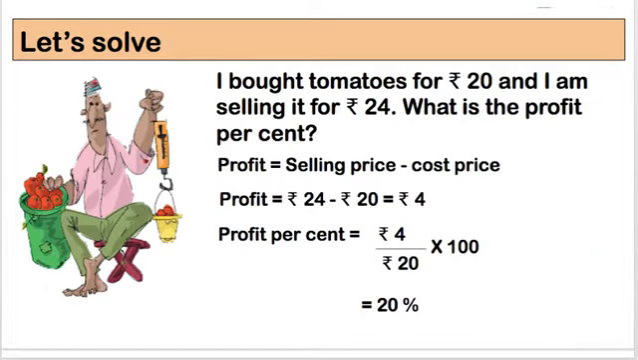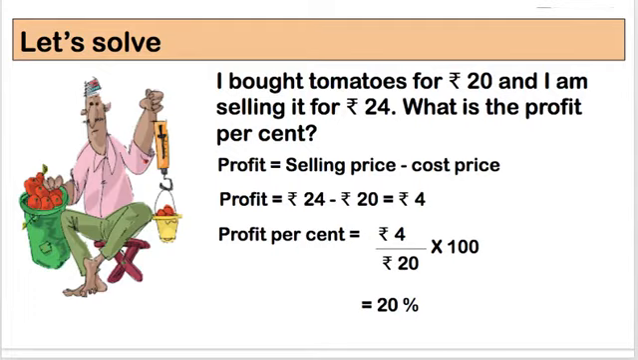I bought tomatoes for 20 rupees and I'm selling it for 24 rupees. So here what do you understand? You will be having a profit, that is a profit of 4 rupees. Very simple. Now when you have to calculate the profit percent, what are you going to consider out of the 20 rupees and 24 rupees? I told you, you have to consider the cost price.